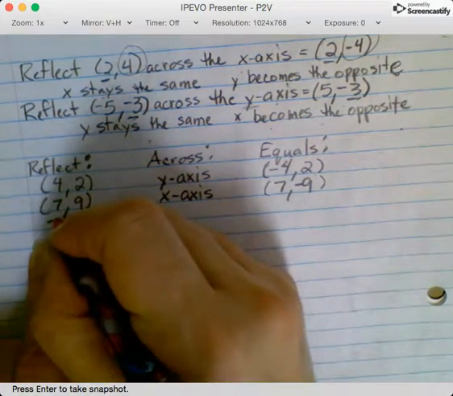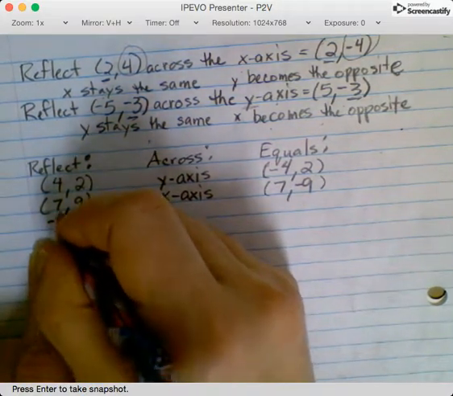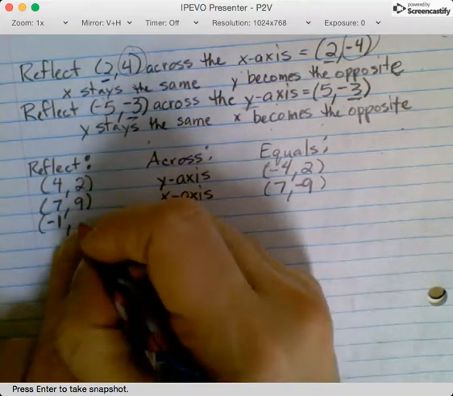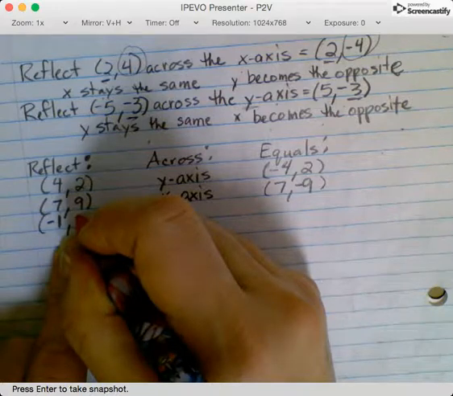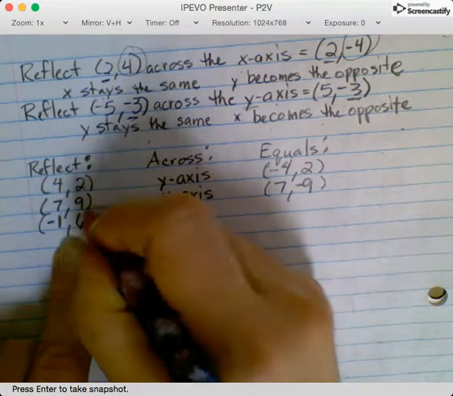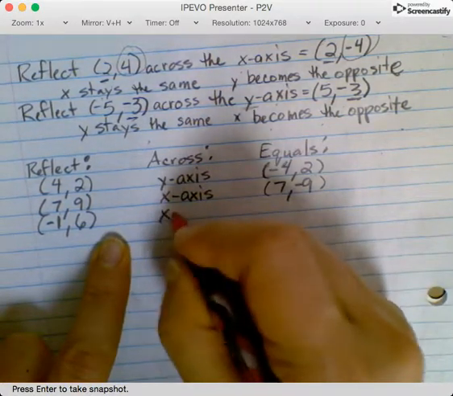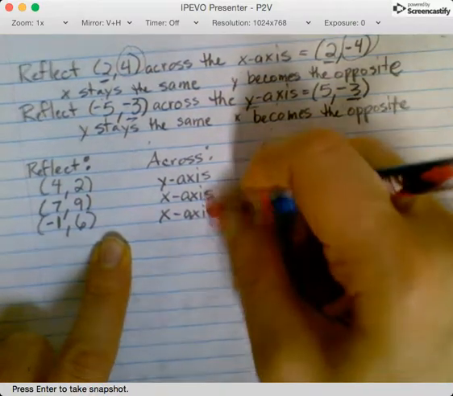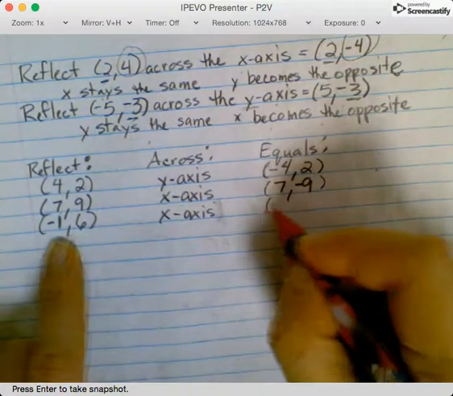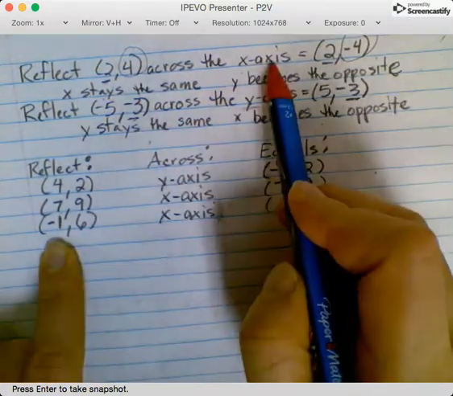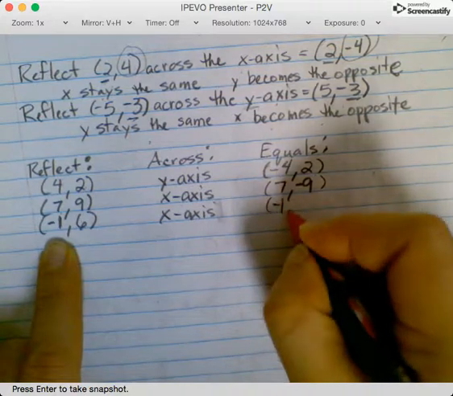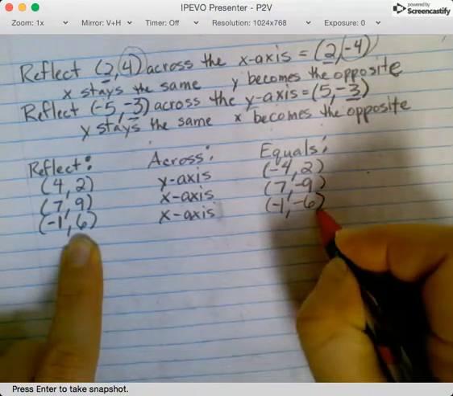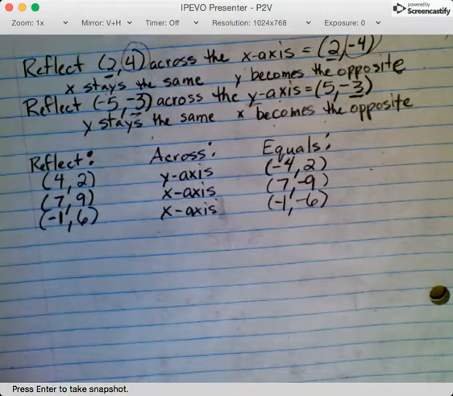Okay, -1, +6. And let's do another one across the x-axis. And your x stays the same, so your -1 stays the same. Your y becomes the opposite.